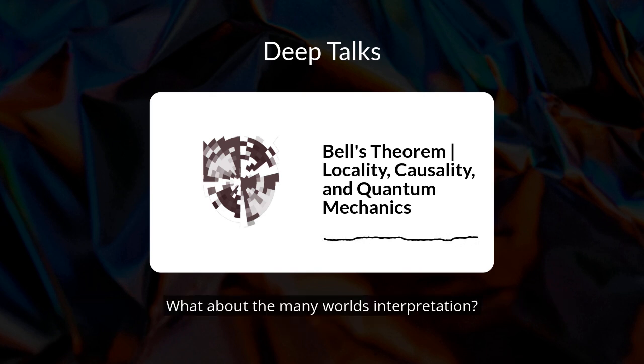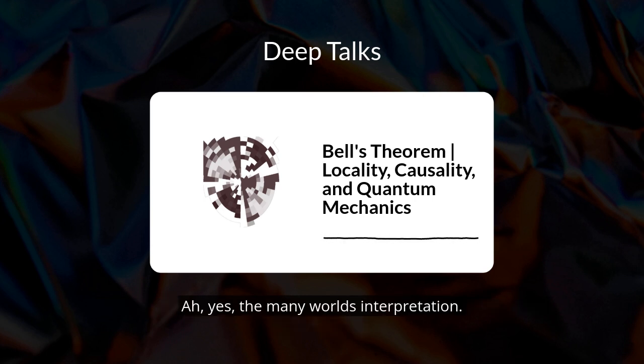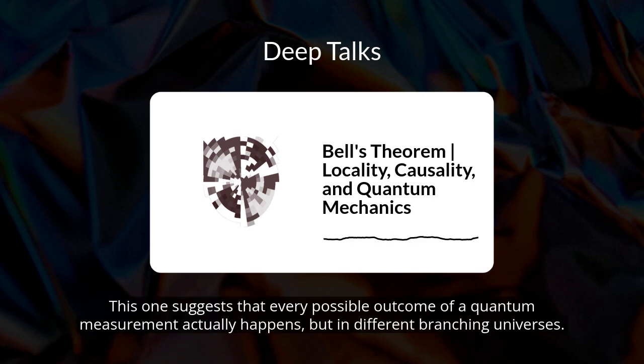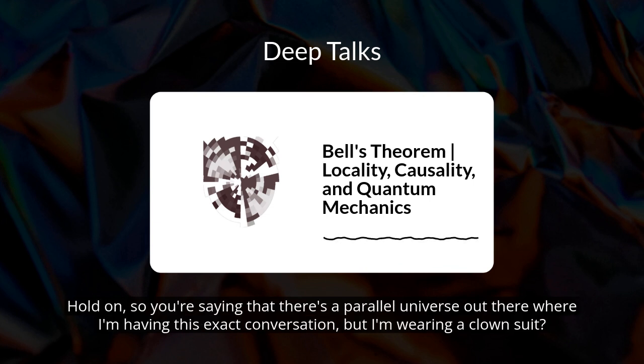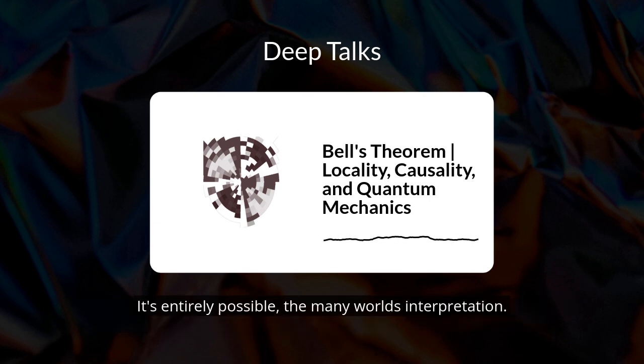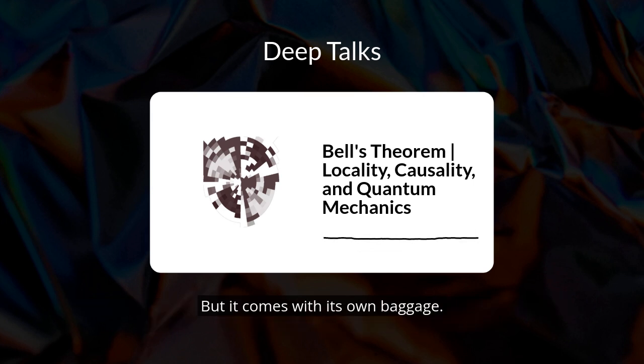What about the many worlds interpretation? That one always seems to pop up in discussions about quantum mechanics. Ah, yes, the many worlds interpretation. This one suggests that every possible outcome of a quantum measurement actually happens, but in different branching universes. So there's no spooky action at a distance because everything that can happen does happen, just not in our particular branch of reality. Hold on, so you're saying that there's a parallel universe out there where I'm having this exact conversation, but I'm wearing a clown suit? It's entirely possible. The many worlds interpretation offers this way to preserve the completeness of quantum mechanics without resorting to non-locality or retrocausality. But it comes with its own baggage, a whole infinite multiverse worth of baggage.